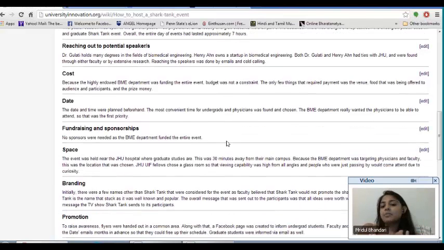The date and time were planned beforehand. It was done during the weekday, so it was really difficult to find a time that was convenient for everyone, for undergrads, faculty, physicians, and graduate students. So they just chose the best of all these worlds. What they did do, though, was save the dates to people that they really wanted to be there.